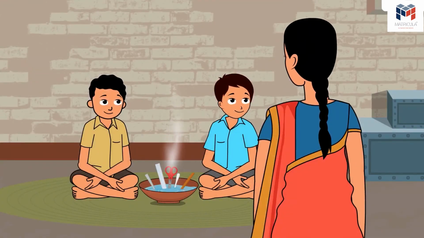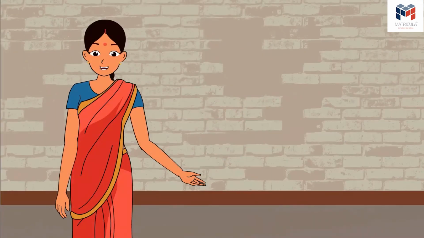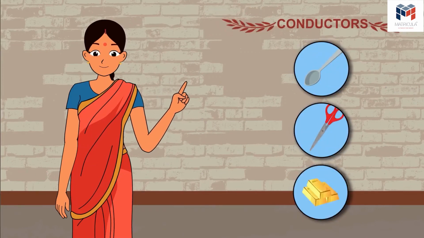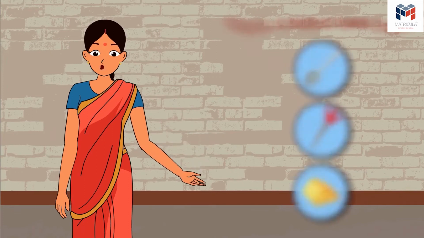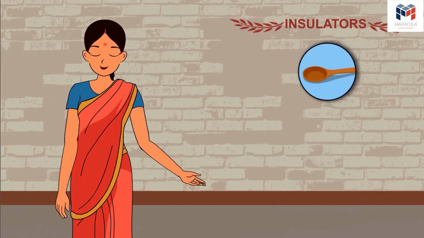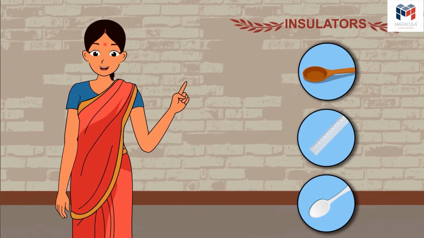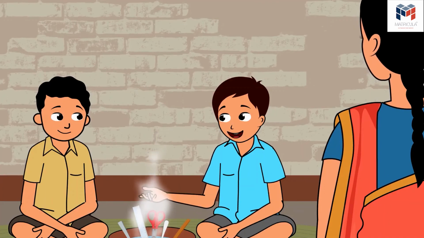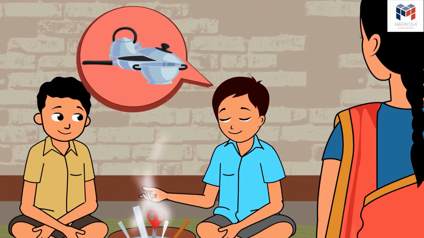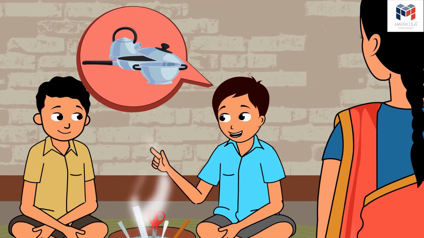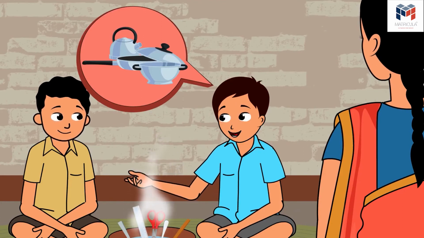Good observation, children. The materials which let heat pass through them are good conductors of heat and are known as conductors. The objects which do not allow transfer of heat are poor conductors of heat and are known as insulators. Oh, that is the reason a few utensils have plastic handles. Because if the utensil contains something hot, the heat does not transfer to the handle and we do not burn our fingers.